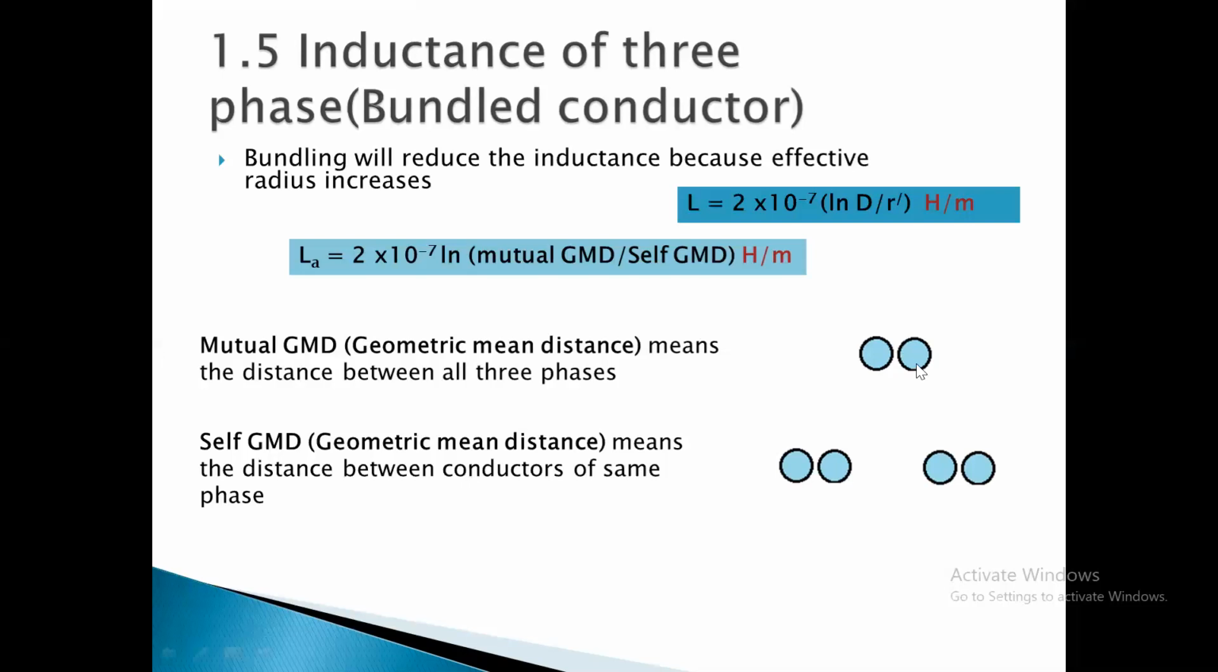I misunderstood it. I thought that the self GMD is between the bundles and the mutual is between... No, no, it's each. Because we are considering it as a single phase. So we just consider this as a single conductor, but it is bundled. We normally call it a single conductor, but we call it a bundled conductor. This is a bundled conductor.